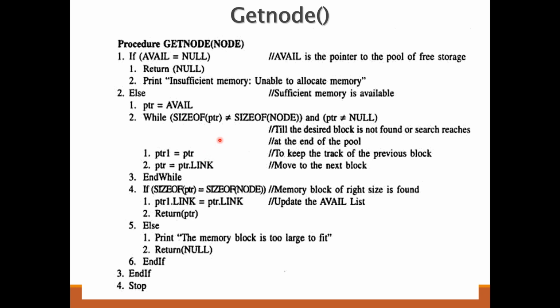There are two conditions for exiting from the while loop. The first condition, which we have discussed, is that the size of the requested node is equal to the size of the current node. Another condition is PTR is equal to null. That is, we reached the last node and didn't find a node having the requested size. In that case, you will come to step number 5, that is, else print the memory block is too large to fit. So that is how this getNode function works.